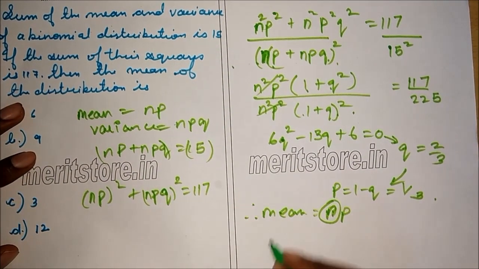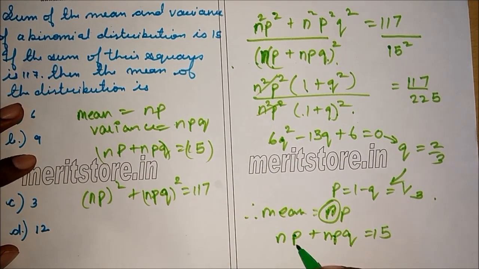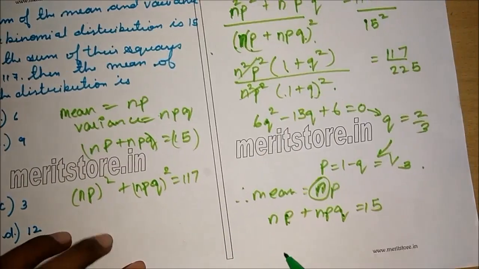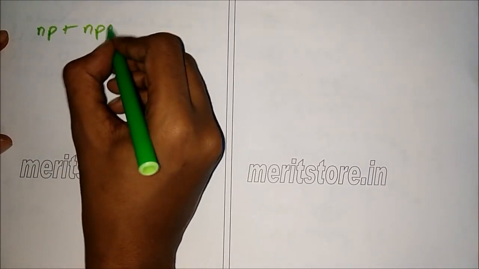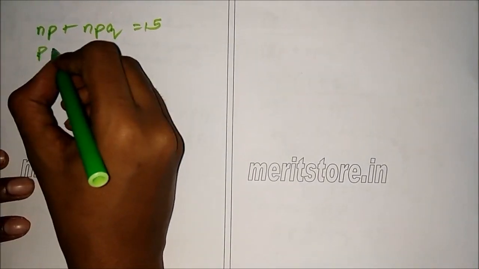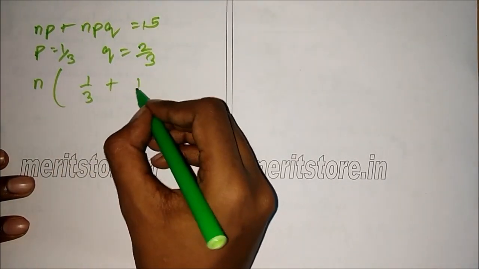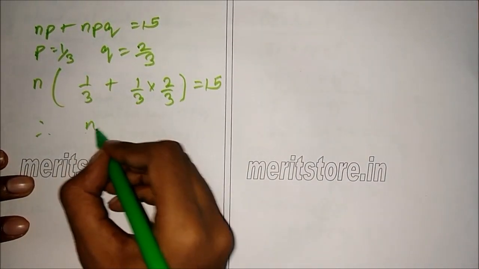So we'll use the first condition, that is np plus npq is equal to 15. So we know p and q. Now we need to find n. So np plus npq equals 15. p was 1 by 3, q was 2 by 3. So taking n common, n (1 by 3 plus 1 by 3 into 2 by 3) is equal to 15. Solving this, we will be getting n equals 27.